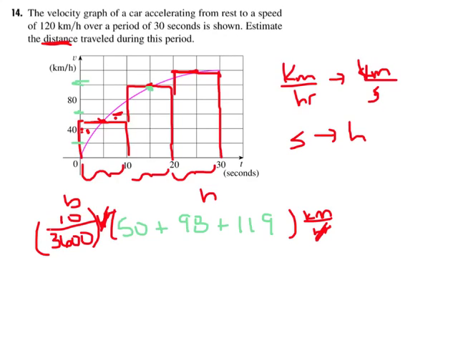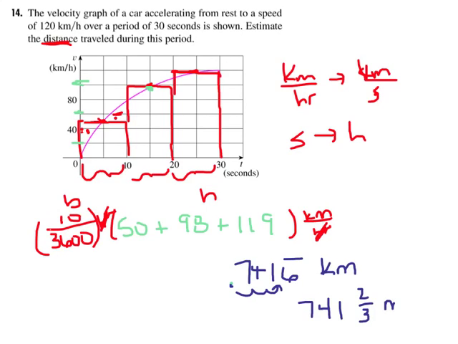So I got 0.7416 repeating kilometers, which is not a bad way to give a measurement, but since kilometers go to meters so easily, I'm going to say 741 2/3 meters, because that's exactly where my 6 repeating starts. And that's it.